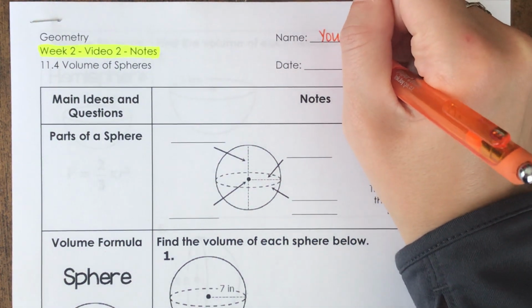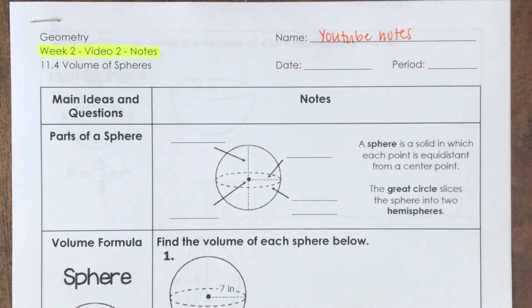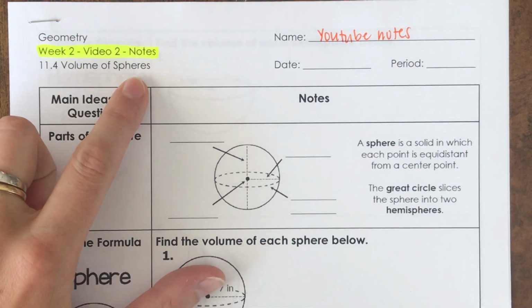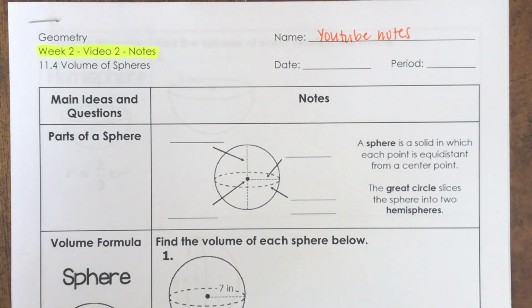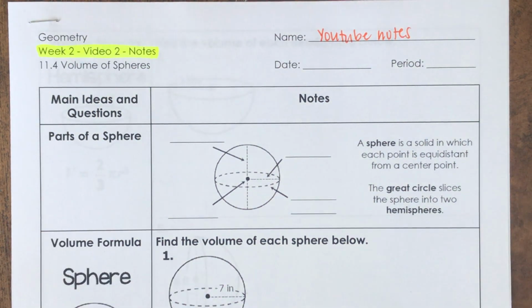So today we're going to be finishing up our volume, and we're going to be talking about volume of spheres. We have already done volume of pyramids, prisms, cylinders, and cones. This is our last section, and a sphere is essentially something that looks like a ball.